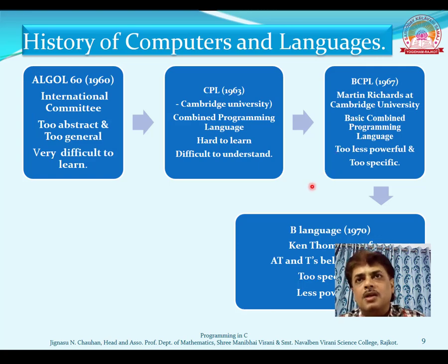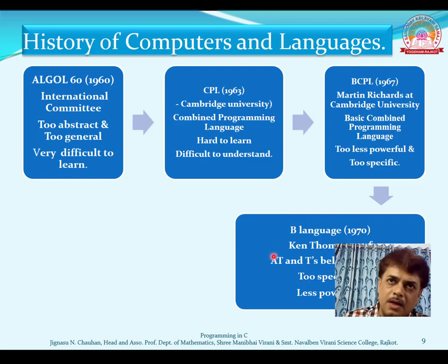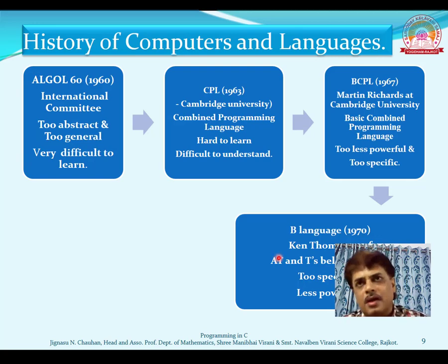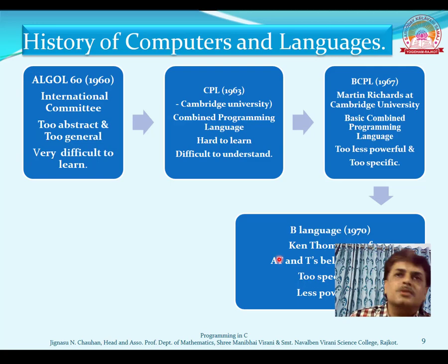Parallelly, Ken Thompson was doing his work at AT&T Bell Laboratories. He invented a computer language called B language around 1970. This language was also very specific and very less powerful, so it was not so popular at that time.